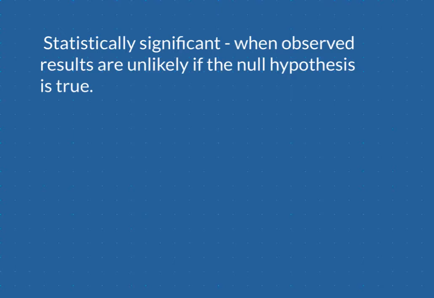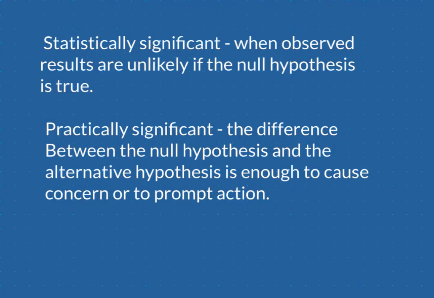But just because something is statistically significant, that does not necessarily mean that it is practically significant. Something is practically significant when the difference between the null hypothesis and the alternative hypothesis is enough to cause concern or to prompt action. So let's say you estimate that it takes you 25 minutes to get to work. You think that that is the mean amount of time it takes you to get from your place of residence to work. But you're concerned that it may be taking you longer now because of road construction or something.